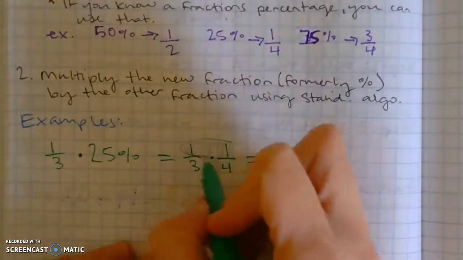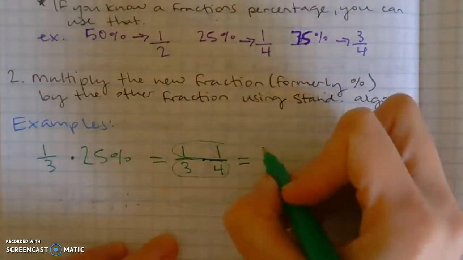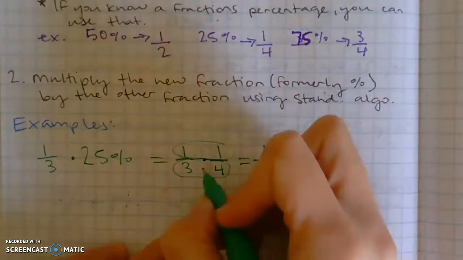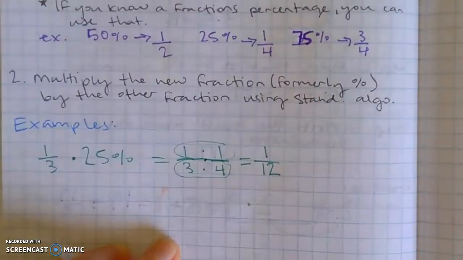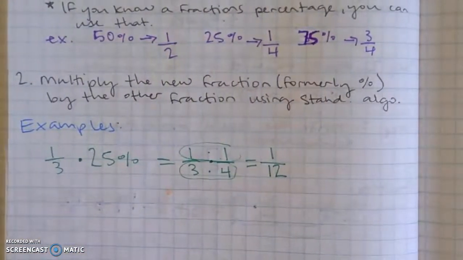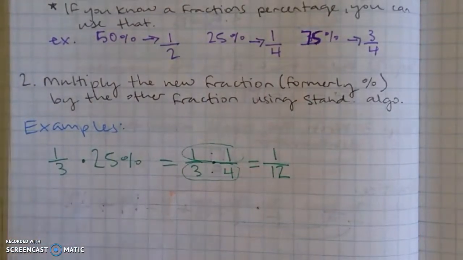So I'm going to do this times this. So 1 times 1 is 1, and 3 times 4 is 12. So my answer is going to be 1/12. All right, let's say I have a different one.